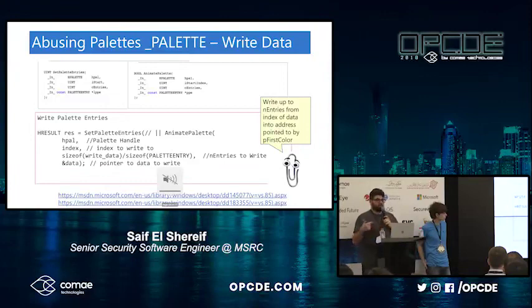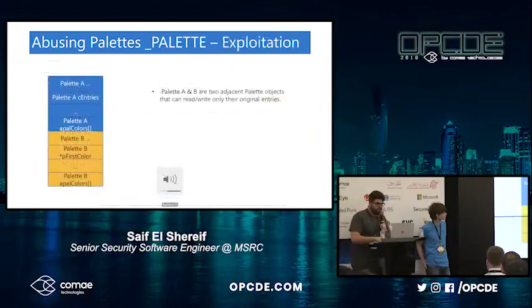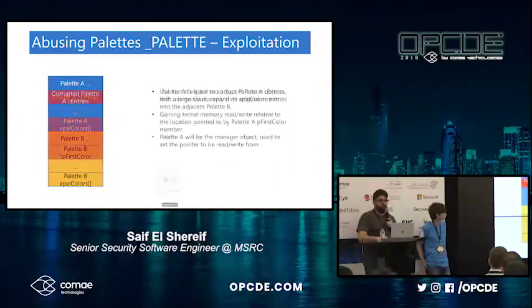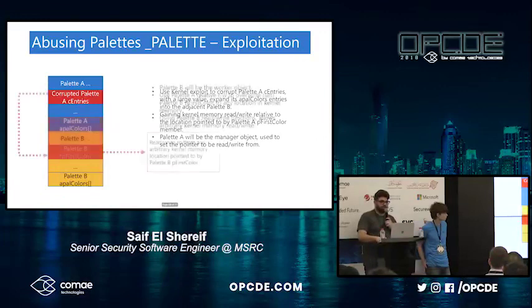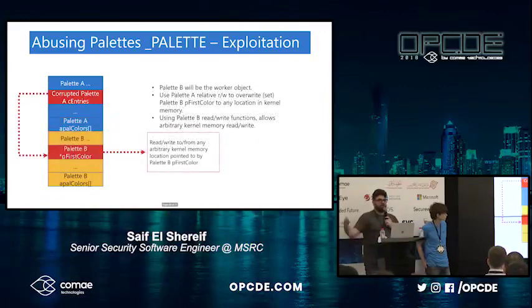It will write up to n entries at a specific index that we supply, to the data pointed to by P first color. Again, the way that we can abuse it: if we allocate two adjacent or near palette objects in memory, and we corrupt the C entries member of the first one, we gain relative read and write that allows us to read and write into the adjacent palette. We can then use the first palette as a manager and overwrite the P first color pointer of the second, gaining arbitrary read and write into kernel memory, and thus be able to move forward with the exploitation.